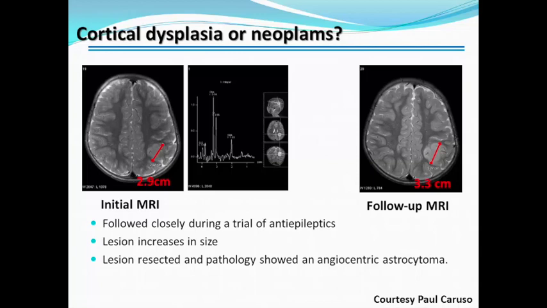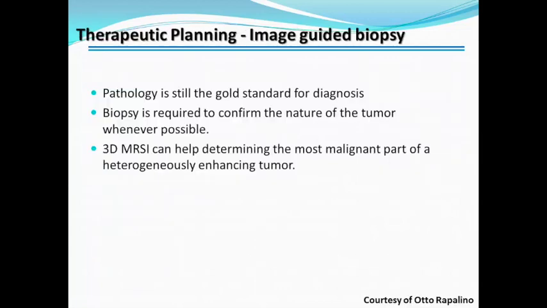After only a few months, the lesion increased in size. So that could not be a cortical dysplasia, right? That was 100% a neoplasm. They went in with biopsy and found it was an astrocytoma. It's one of those cases where they should have listened to the spectroscopist in the first place. But pathology is still the gold standard for diagnosis, and biopsy is required to confirm the nature of the tumor whenever it's possible.